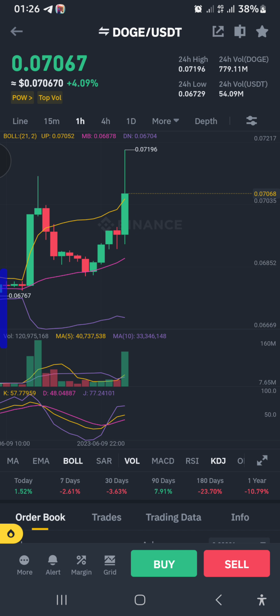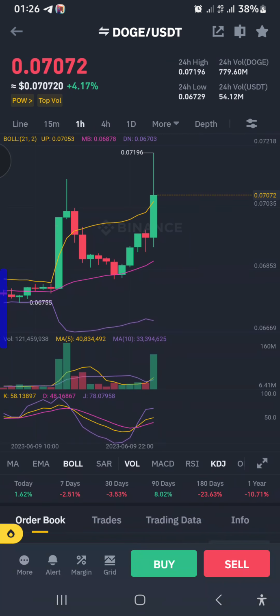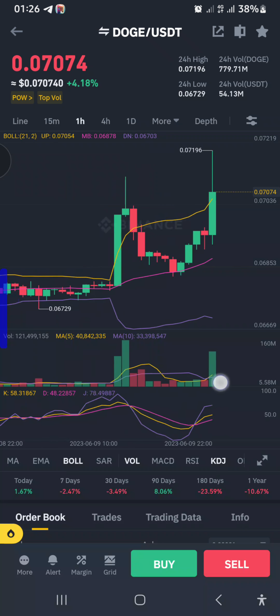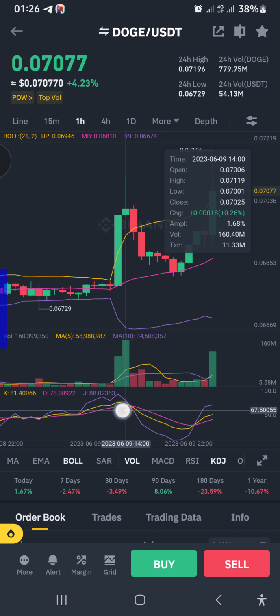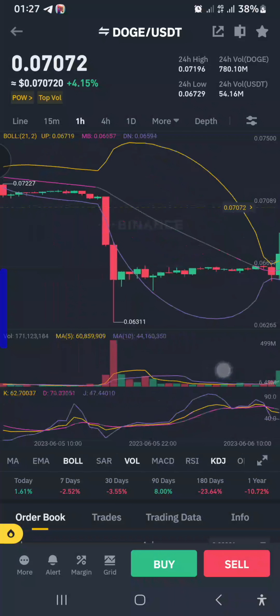So your purple line is your signal indicator, and once it crosses over here, that means you are buying. Can you see? Look here. The moment this purple line crosses over this yellow line and the pink line, our market begins to fall. Let me take you to more examples.